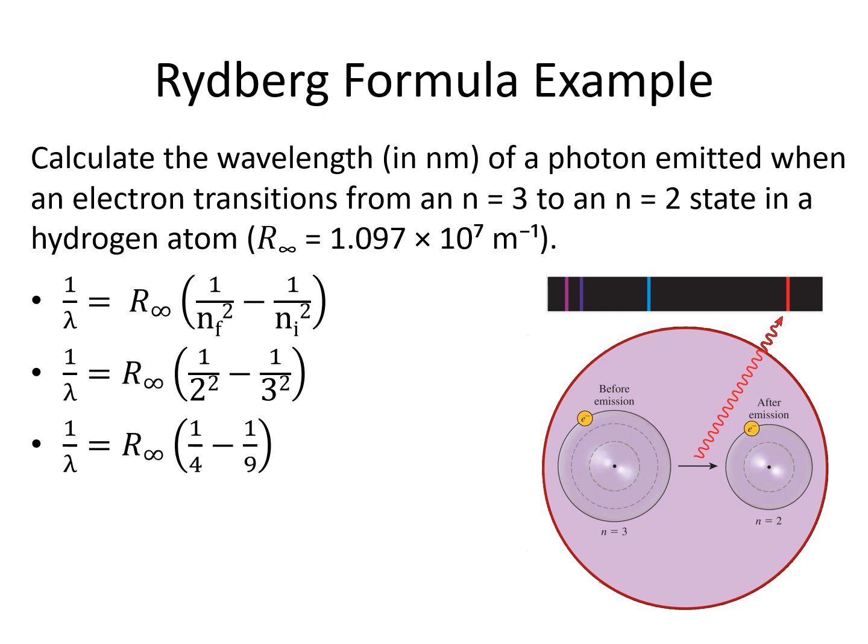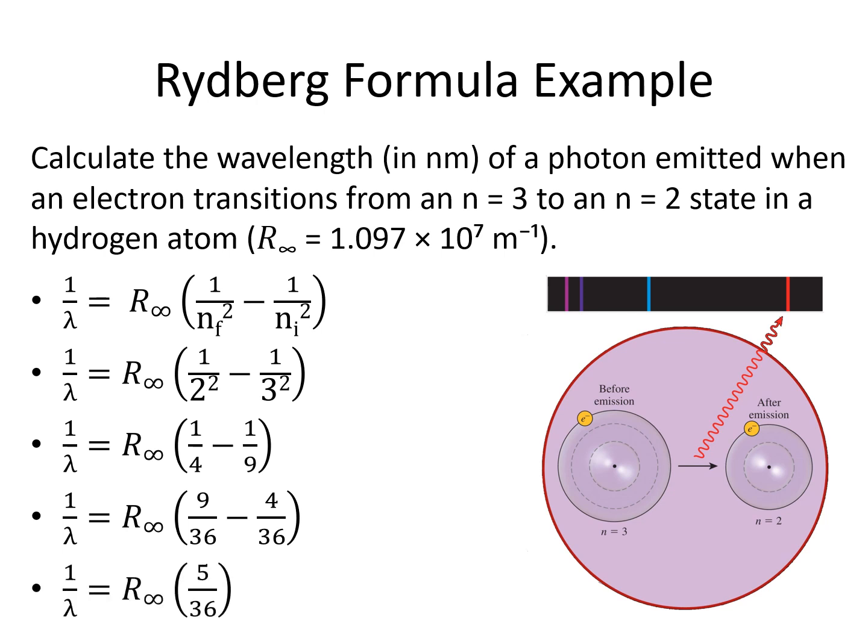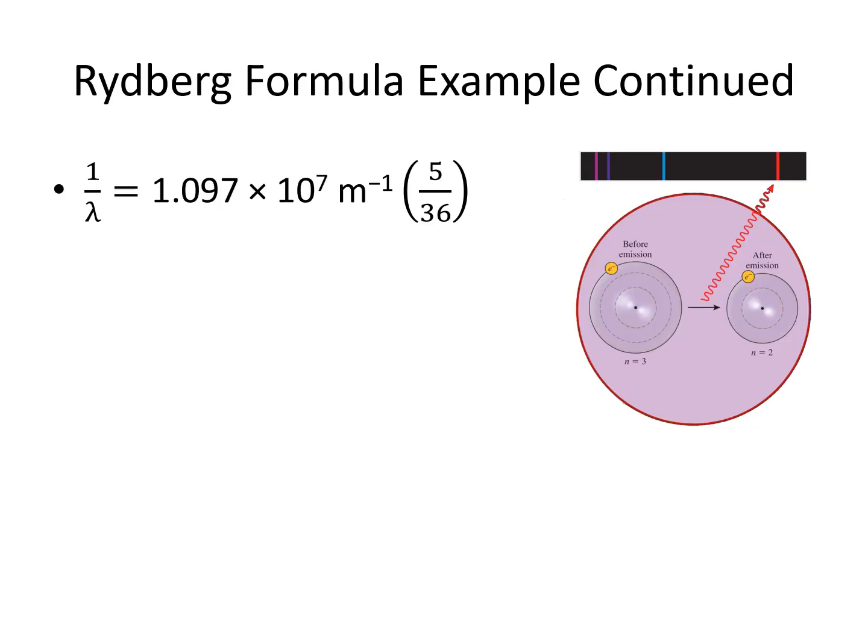We want to combine our fractions, so we need them to have a common denominator. We can express both fractions with a denominator of 36. 1/4 is 9/36, and 1/9 is 4/36. 9/36 minus 4/36 is 5/36. We plug in the value of the Rydberg constant, which is given in the problem. You do not need to memorize it. We multiply the Rydberg constant by our fraction of 5/36 to come out with 1.524 times 10 to the 6 meters to the minus 1.